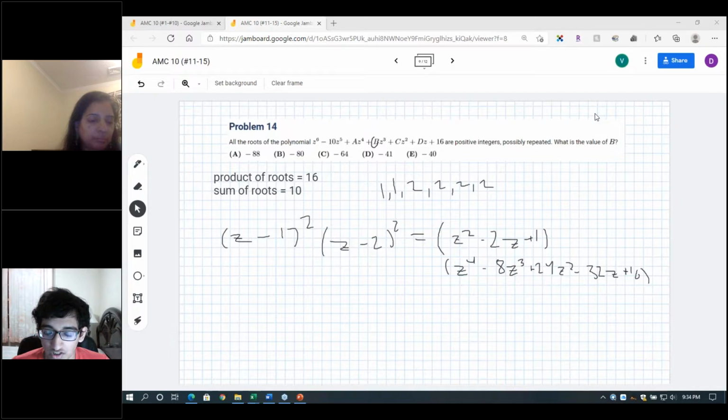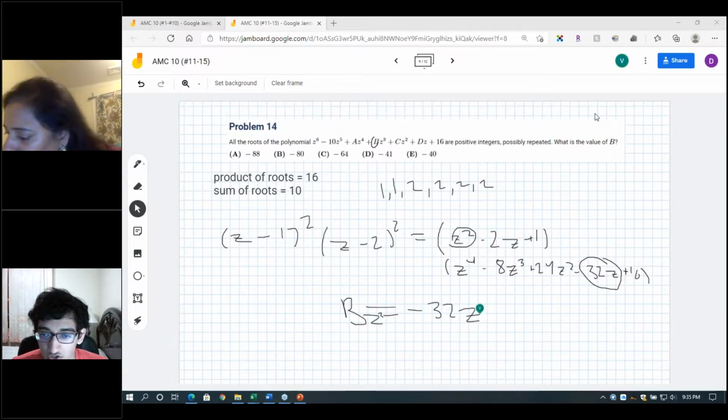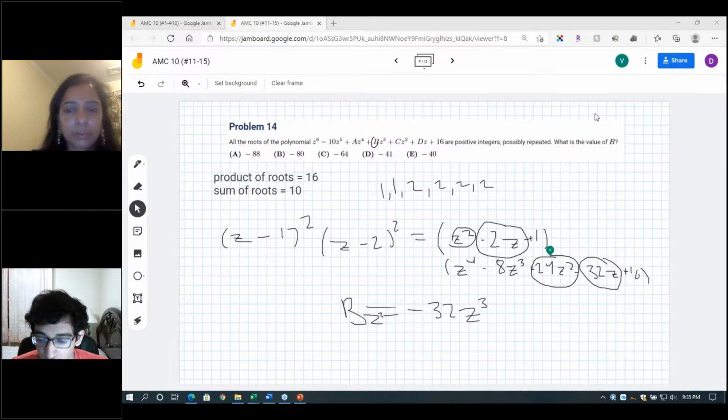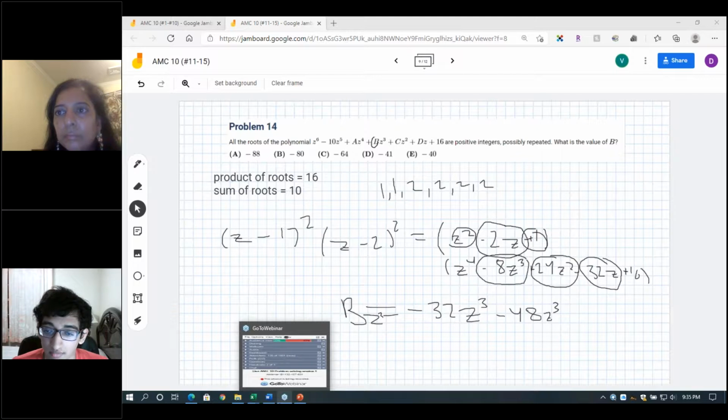So how can we find this coefficient of z cubed? You can multiply z squared and 24, not that, z squared and negative 32z. And so now let's try to solve for b. We know that this is negative 32z cubed. You can also multiply negative 2z by 24z squared because this coefficient adds to 3 again. So now we have minus 48z cubed. And then we can multiply this 1 by negative 8z cubed because again, it multiplies to a z cubed. So you have minus 8z cubed.